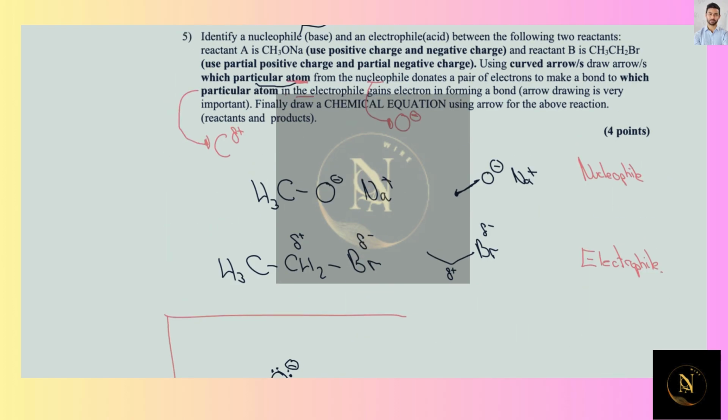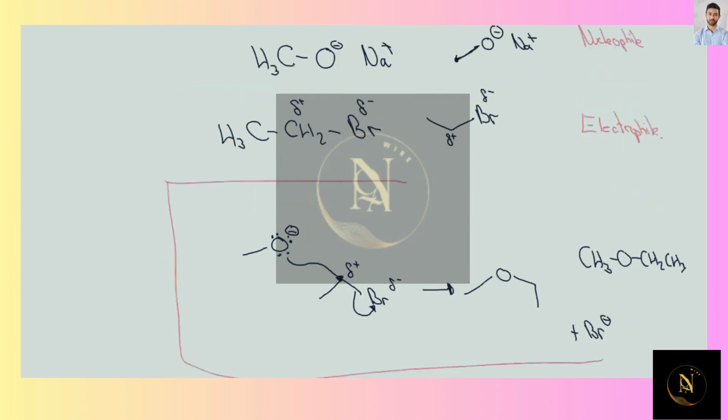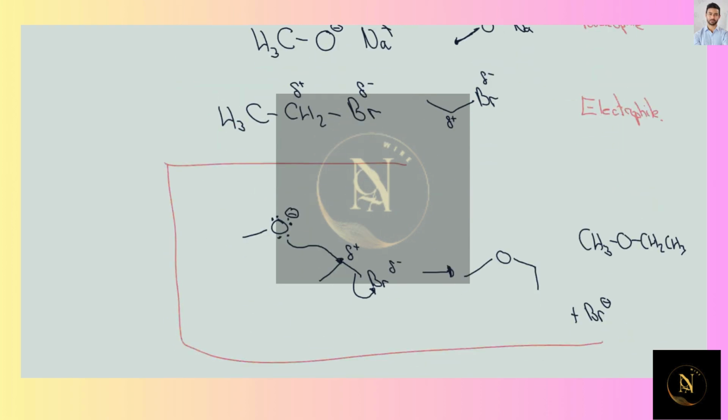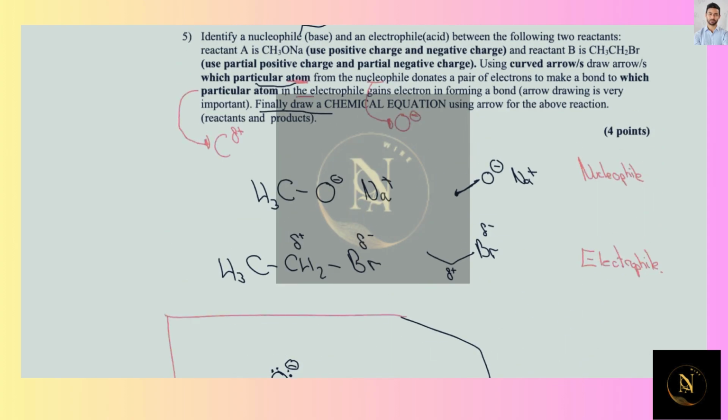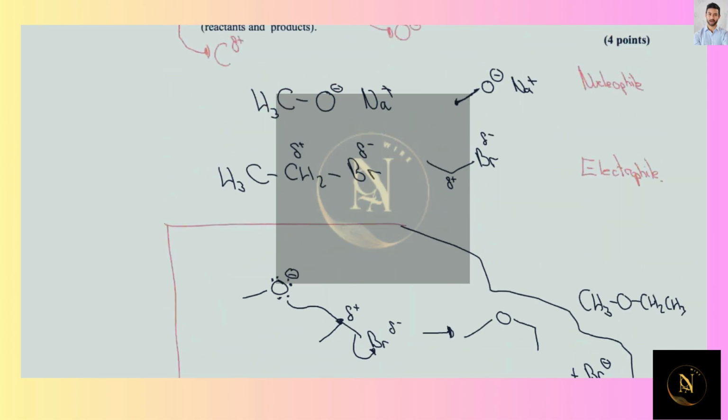Okay, and with this, we can finally draw a chemical equation using an arrow for the above reaction, reactants, and products. So these are going to be the reagents, these are going to be the products, and with that, it would be all. Let me just emphasize that this part over here would be your chemical reaction. Okay, and with that, it would be all.